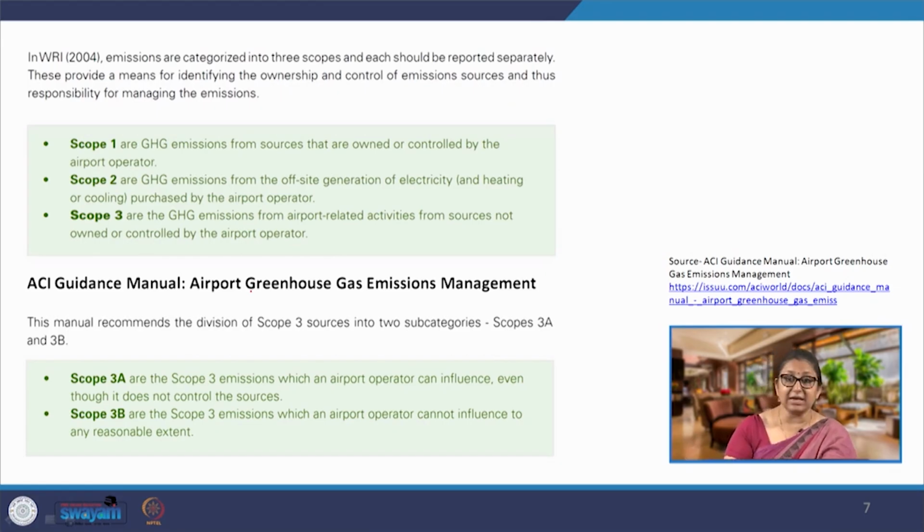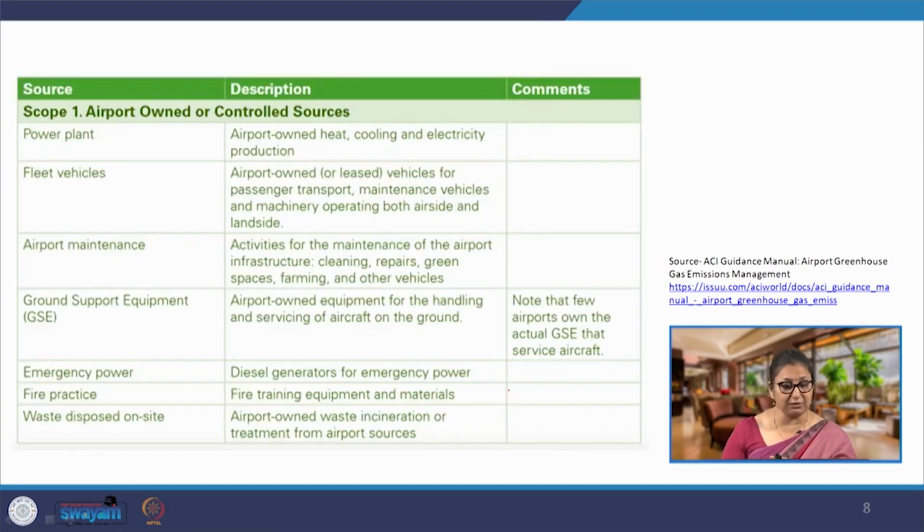What the ACI guidance manual says is that it divides the scope 3 emissions further into two categories, 3A and 3B. 3A are the emissions which the airport operator can influence, while 3B are the emissions which the airport operator cannot influence. So, this is how they have divided scope 3 into 3A and 3B, and we will look at what activities fall under scope 1, 2 and 3.